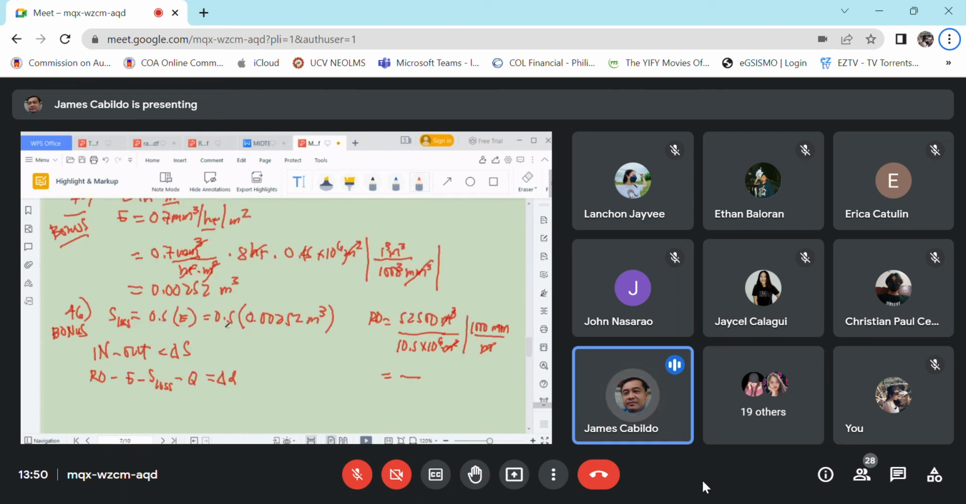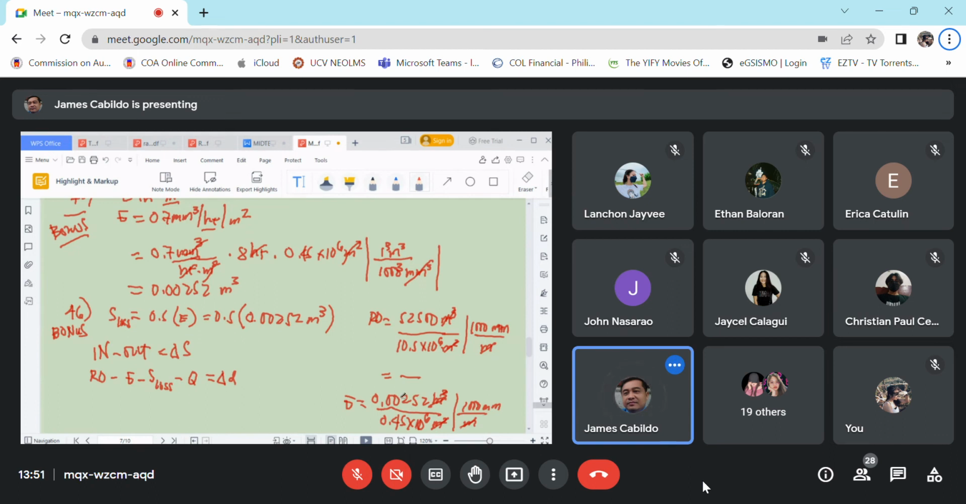Okay, yung evaporation na 0.00252 cubic meters. I-divide natin yung area ng pool, that is 0.45 times 10 to the 6 square meters. Cancel yung square meter sa meter. And then gawin nating mm. So yung meter, 1,000 mm. So cancel na lahat yung meter and then ang naiwan ay mm.